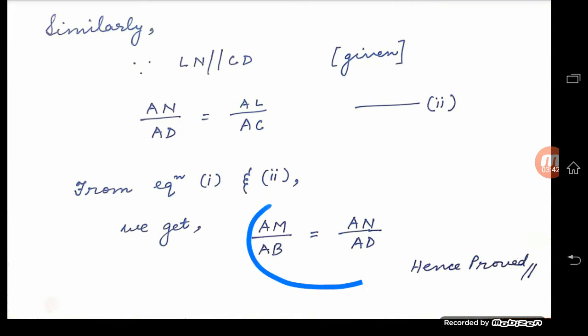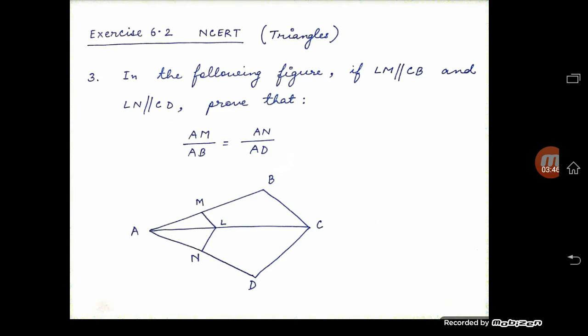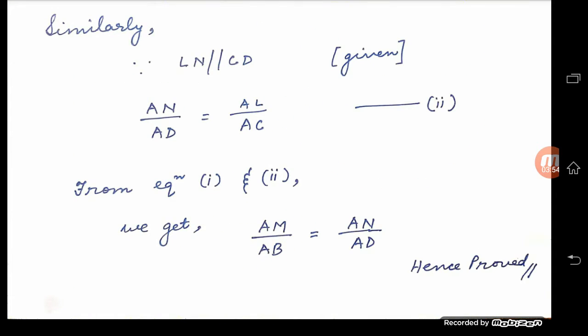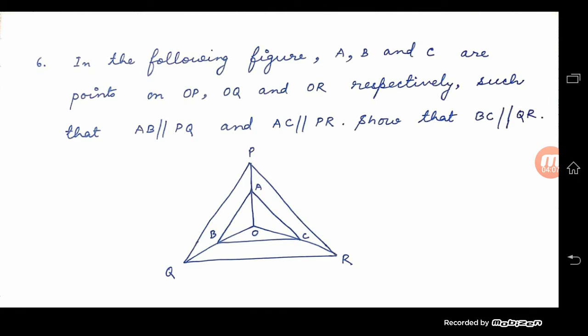So we write this condition. That means we have found what we had to prove: AM by AB is equal to AN by AD. So hence the condition which you were required to prove has been proved. Hence proved. So let us proceed to the next question of this lesson.